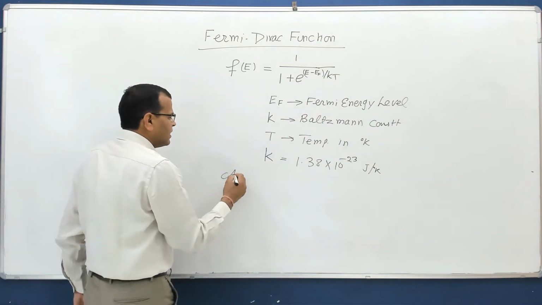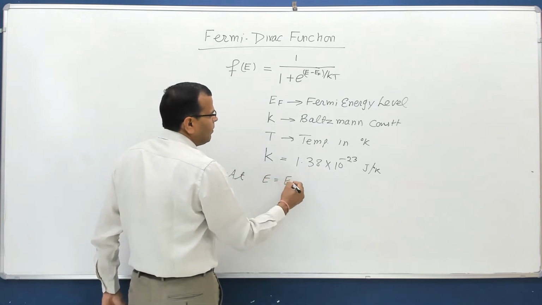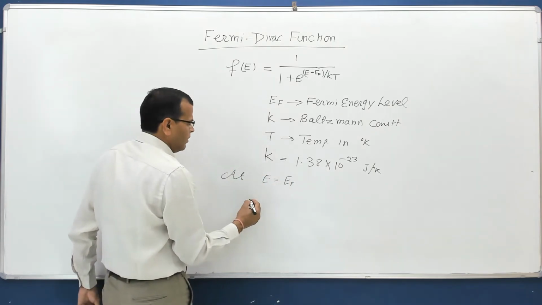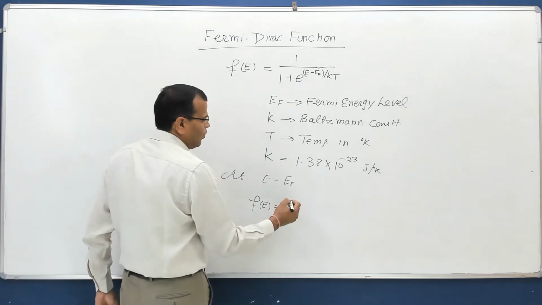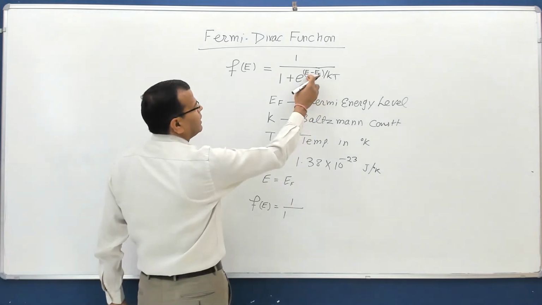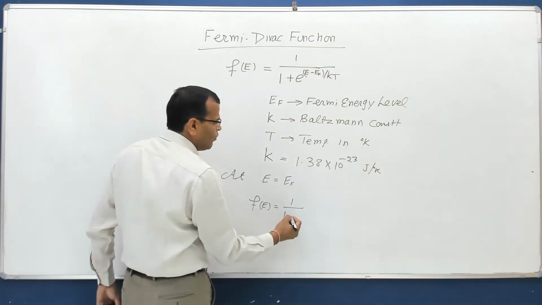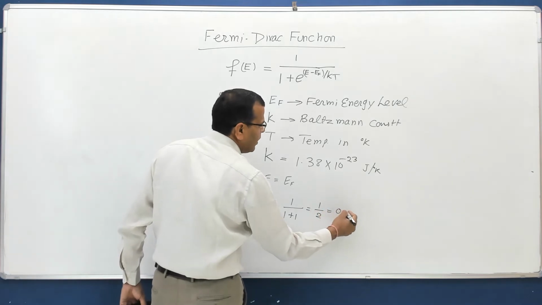Now at E is equal to EF, if you see the probability of occupying an energy level, that is Fermi level, the probability of occupying is equal to 1 by 1 plus e raised to power (EF minus EF), which becomes 0, so e raised to power 0 is 1, so 1 by 1 plus 1, that is equal to 2, so this is 0.5.